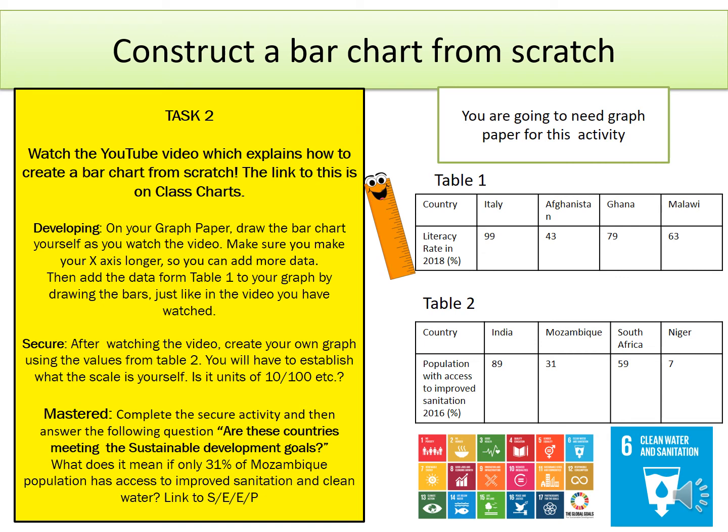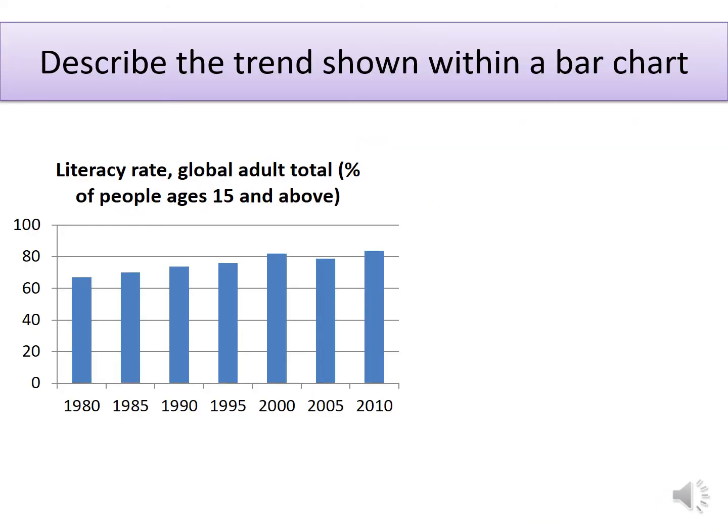What about the economy? So you don't have to do all the tasks, you just have to choose one of them. So you have to choose either developing, either secure or master, depending on the grade that you are aiming for. Now at the end, make sure... So stop the video now, watch the YouTube video and complete the task.